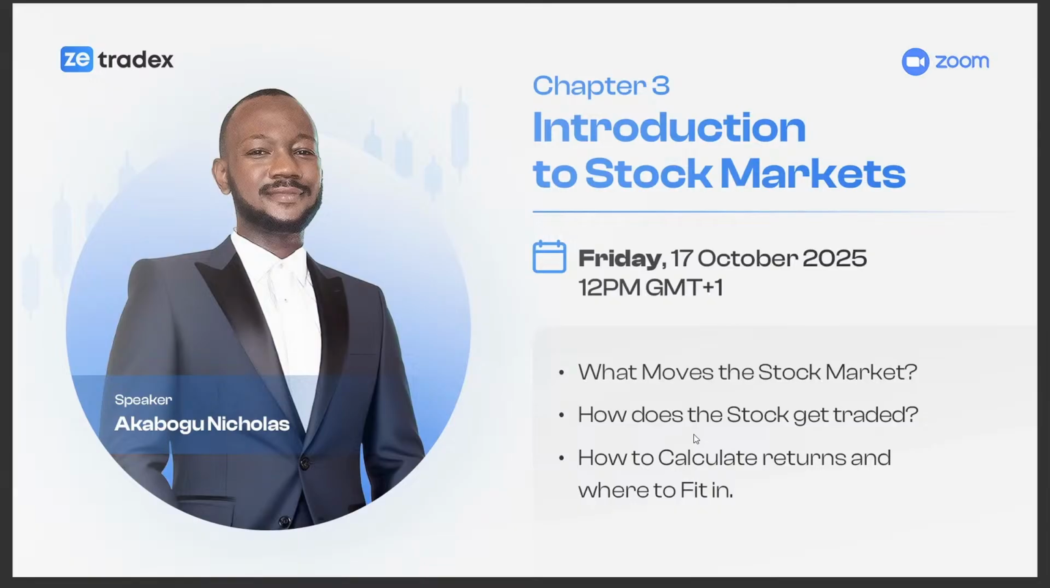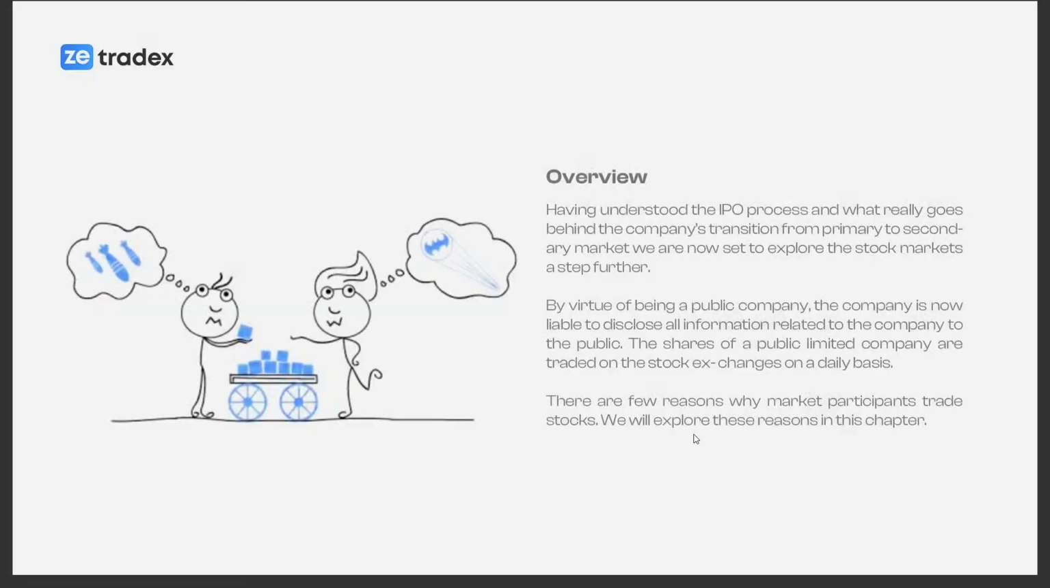Next page. Now, having understood the IPO process and what really goes behind the company's transition from primary to secondary market, we are now set to explore the stock markets a step further. By virtue of being a public company, the company is now liable to disclose all information related to the company to the public, and the shares of a publicly listed company are traded on the stock exchanges on a daily basis. There are a few reasons why market participants trade stocks, and we'll explore these three reasons in this chapter.